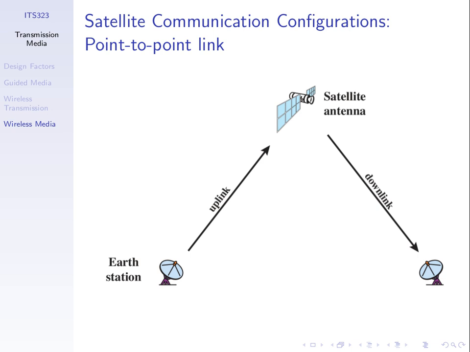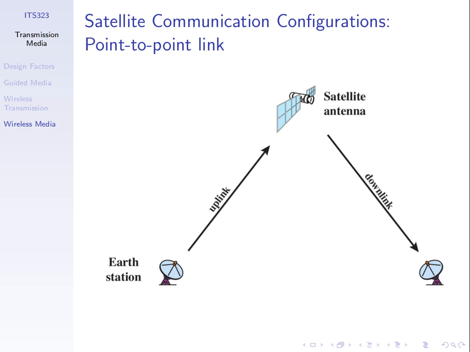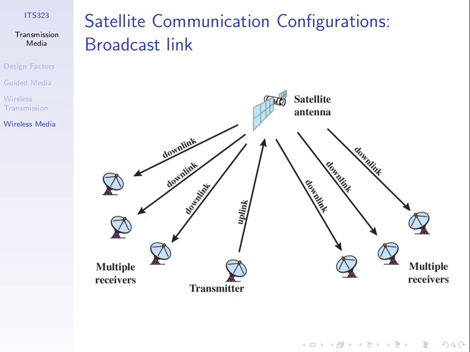Another configuration is, so this is a point-to-point link. We have one point on the Earth via the satellite to another point. Another configuration is a point-to-multipoint use of satellites, sometimes called broadcast. Broadcast means sending to many or to all in some network. For example, your satellite TV. The TV station sends the TV content to some ground station, the transmitter, sends it up to the satellite, and everyone within the coverage area of that satellite who has a receiver can receive the same transmission. So this is point-to-multipoint transmission.